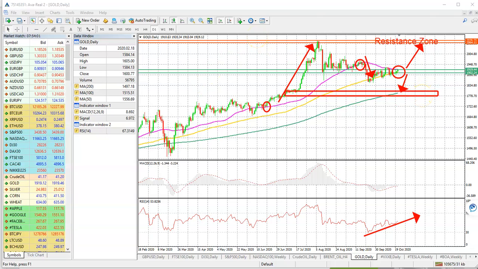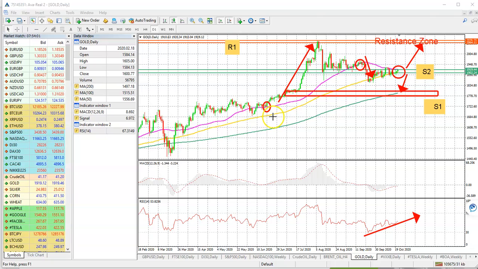So let me mark these levels for you just to make sure that you guys understand, so that when you do come back to this one, you know exactly what we mean by that. So this over here is your support level 1. This zone over here is your support level 2. Let me just mark that again over here. And then this one over here is your resistance level number 1.